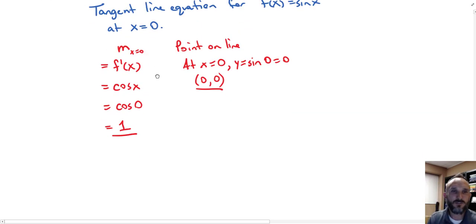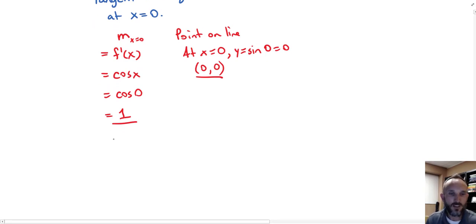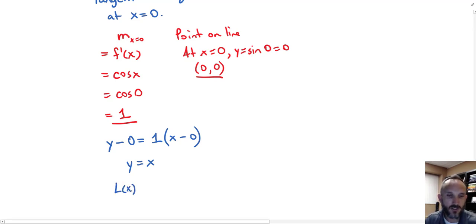Now we can proceed to find the equation of this tangent line. So we know that we're going to have y minus the y coordinate of 0 equals the slope 1 times x minus the x coordinate of 0. And when we simplify that, we just get y equals x. Or, even better, we can say the linear approximation function equals x. So that's the linear approximation of the sine function at x equals 0.